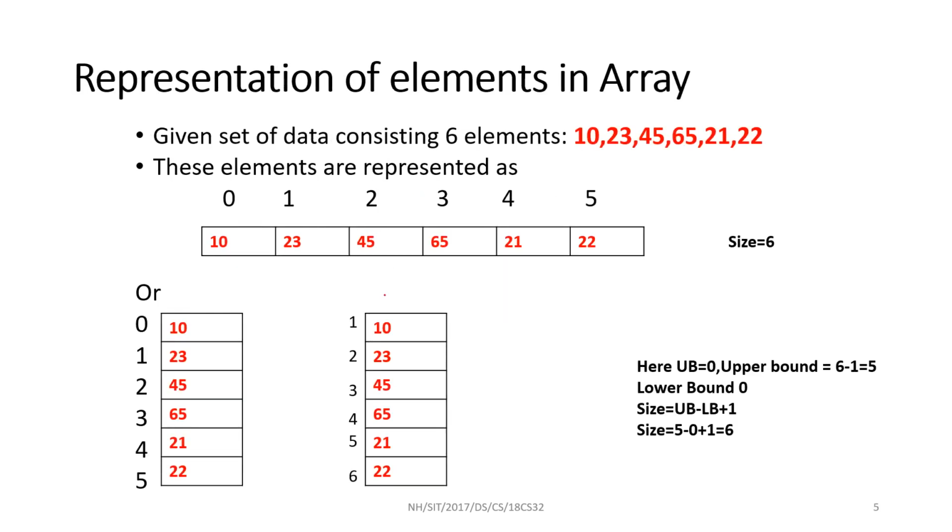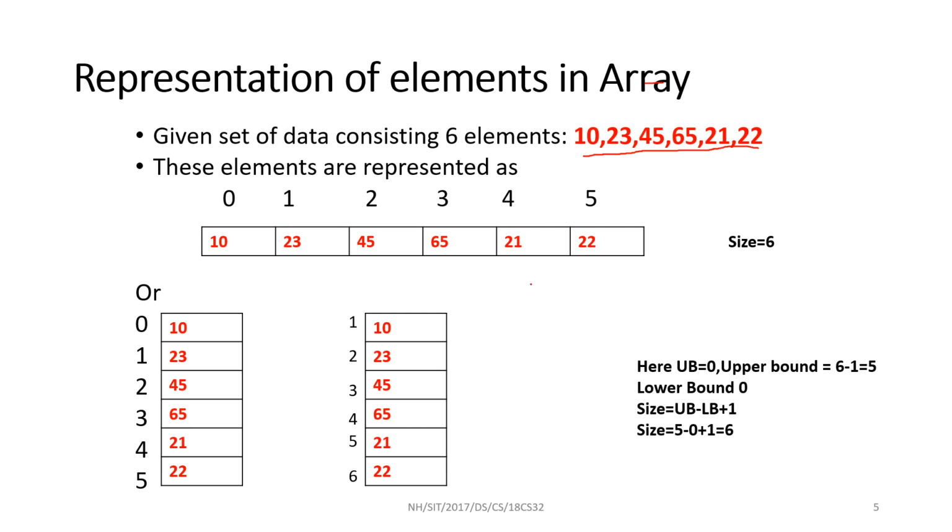How is an array represented? Before performing the operation, first you have to think how that array is represented. For example, 10, 23, 45, 65, 21, 22 are my array elements. As you can see, there are 6 elements, 6 data items. The size or the length of this array is 6. I can use any one of the representations. I can represent that vertically or horizontally. It's left to the user.